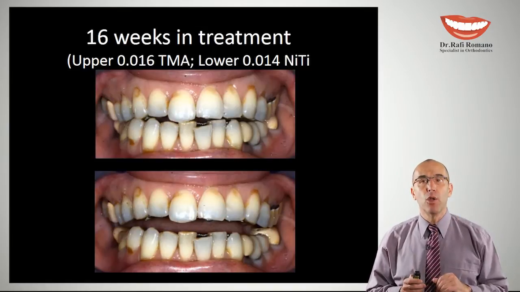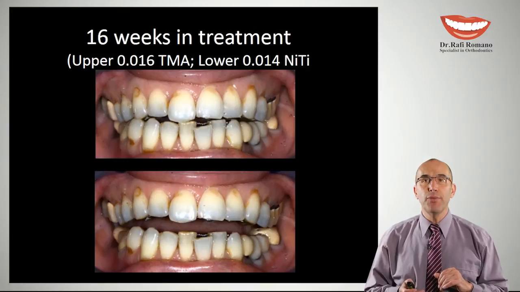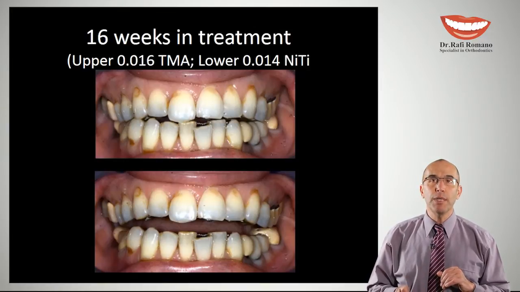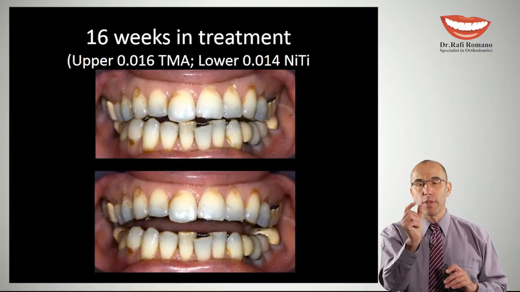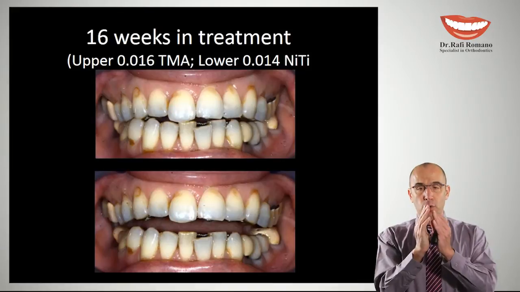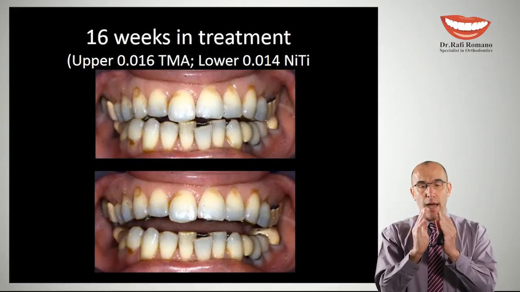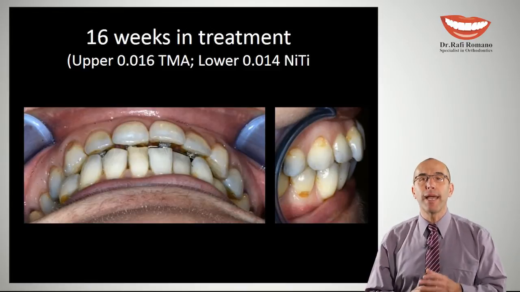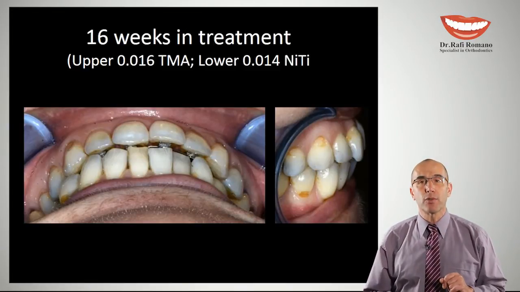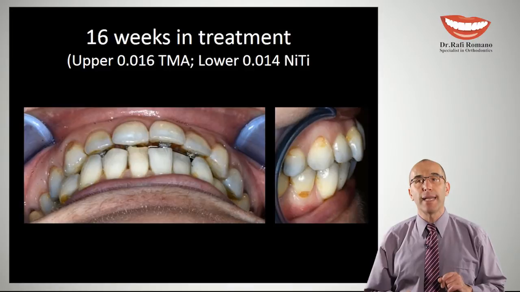Look at the upper and lower. Now you can view here that I put between the two centrals in the lower arch a nickel titanium coil spring to open the space. Now, we open the space by proclining the teeth and creating space for this central to be ligated to the tooth.